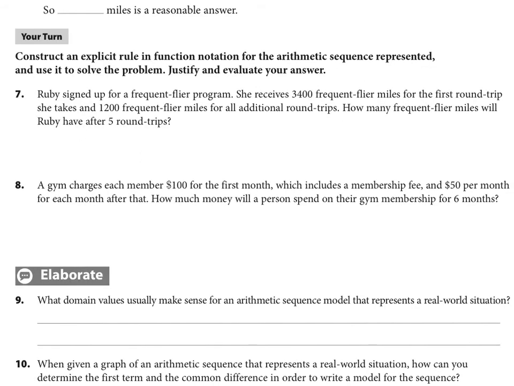Okay, construct an explicit rule and function notation for the arithmetic sequence represented and use it to solve the problem, justify and evaluate your answer. Ruby signed up for a frequent flyer program. She receives 3,400 frequent flyer miles for the first round trip. Now, important things. 3,400 miles for the first round trip she takes, and 1,200 frequent flyer miles for all additional round trips. Or think about that, per round trip. So that 1,200 is our slope.